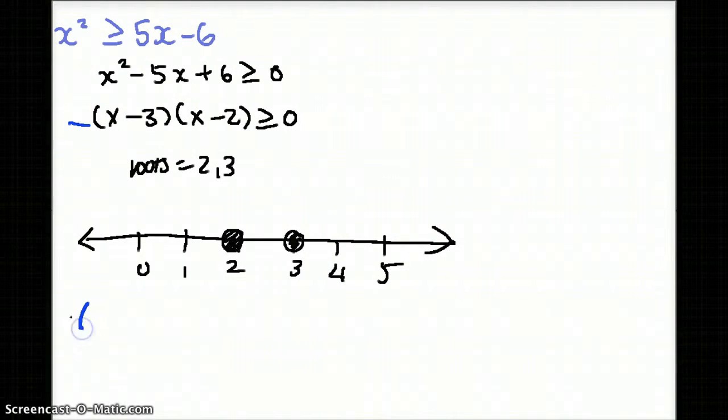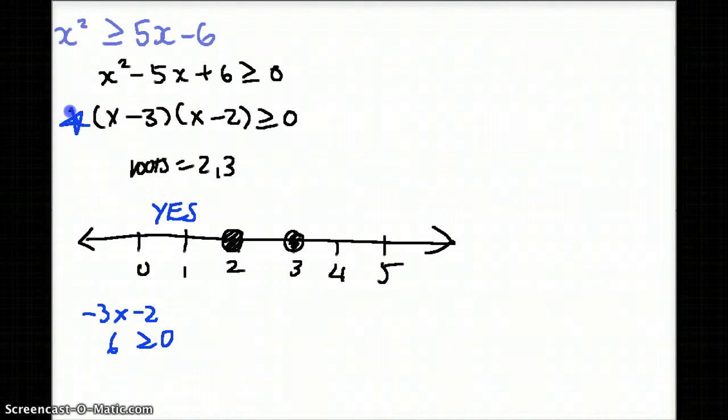So 0 − 3 is −3. Sorry, let me write that better. −3 times 0 − 2 is −2. So this should be 6. And is that greater than or equal to 0? Yes. Now I'm going to choose a number between 2 and 3. I don't have a lot of options, but the easiest number would probably be 2.5.